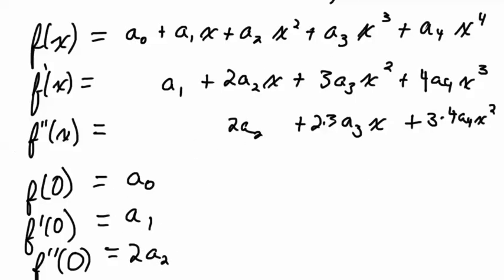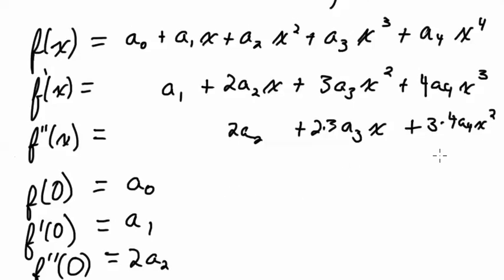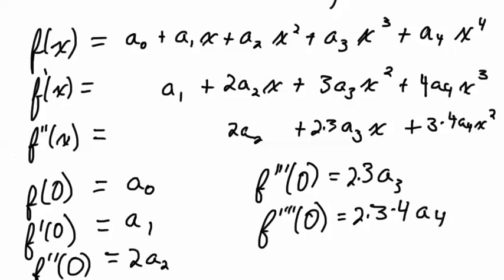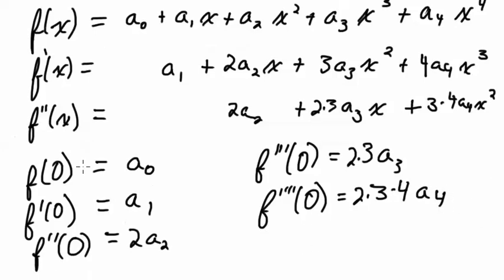If I continued on with this, I would see that f triple prime at 0 was 2 times 3, a sub 3, and f quadruple prime of 0 was 2 times 3 times 4, a sub 4. So, in fact, each of these coefficients in the polynomial is associated with a single derivative of the function.